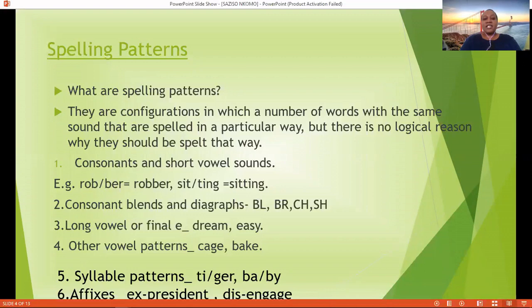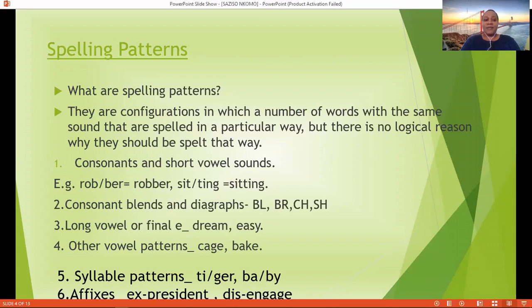There are configurations in which a number of words with the same sound that are spelled in a particular way, but there is no logical reason why they should be spelled that way. You look at the word, but you find no logical reason why it's spelled that way. Then there should be a pattern to follow.